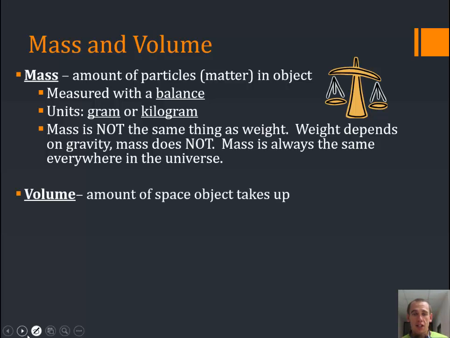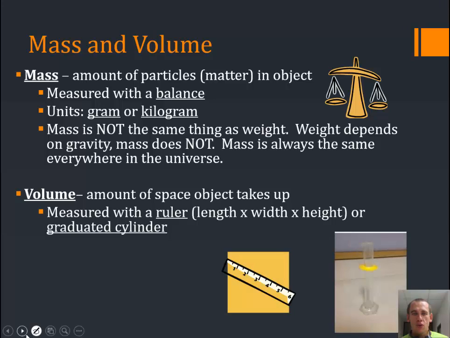Volume is the amount of space an object takes up. It's usually measured with a ruler by taking length times width times height. So if you have a nice regular prism-shaped object and you can measure all those things easily, it's pretty easy to get the length, the width, and the height, multiply those together.